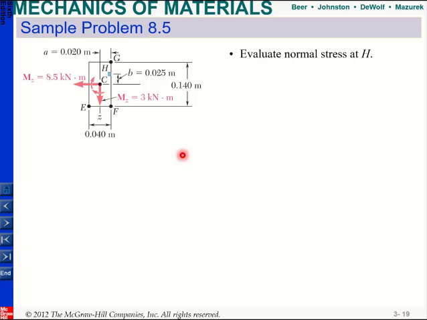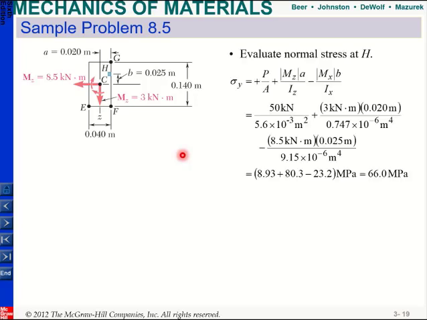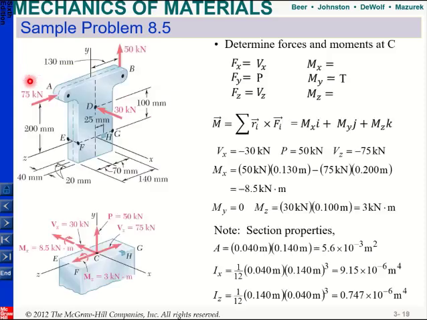What I know is I have a normal force, which is P over A. Since P is positive, it will create tension. Then I have Mz going this way. Instead of using the equation, I will look at each moment. Sorry, this is Mx. Sorry, let me go back.